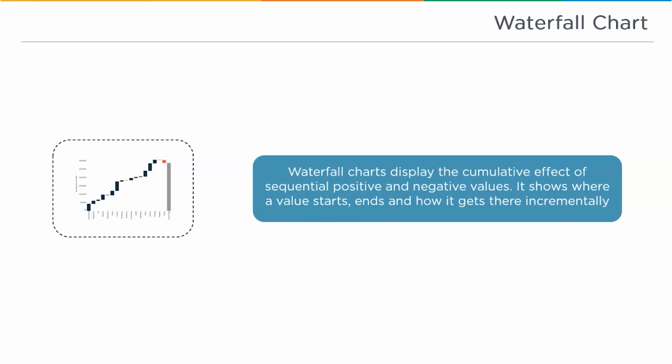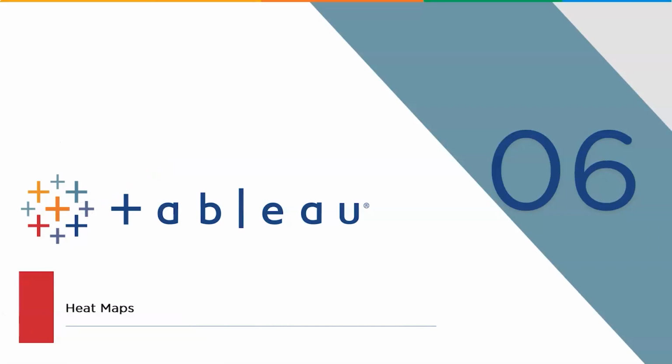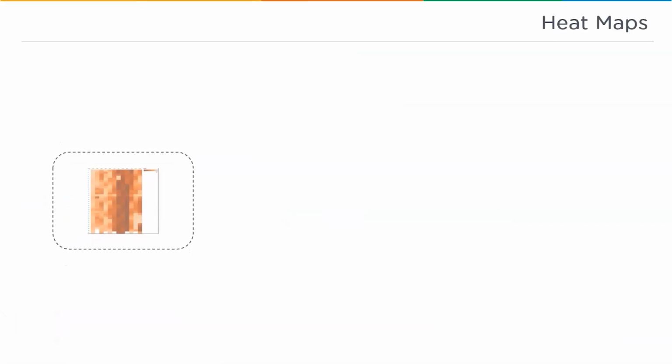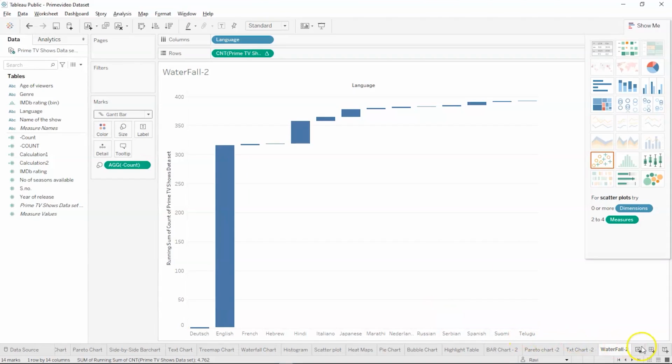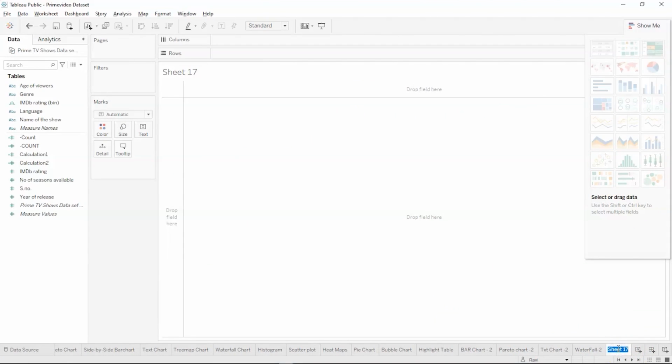Now the next one in the list is heat maps. So you can see how a typical heat map looks in real time. A Tableau heat map is used to display data along with colors. We can create a heat map using one or more dimension members and a measure value. Now let's get back to Tableau and try to create a heat map. Let's create a new sheet and rename it as heat map 2. Enter. And there we have our heat map.